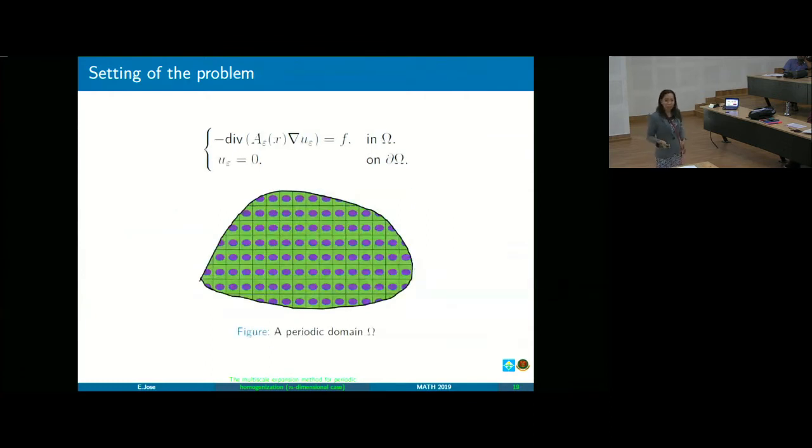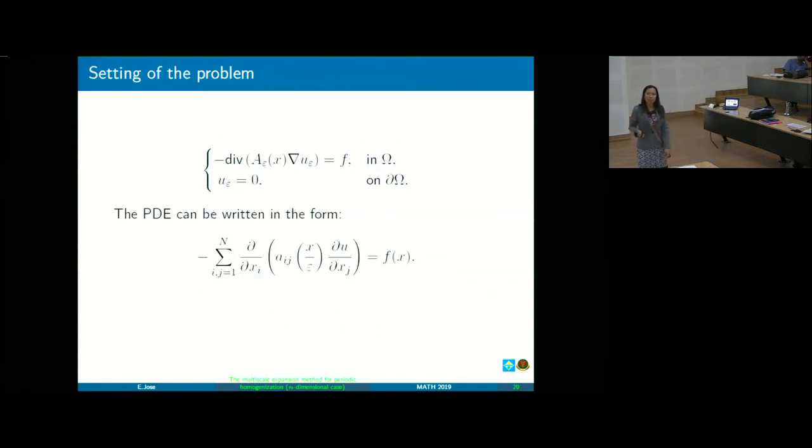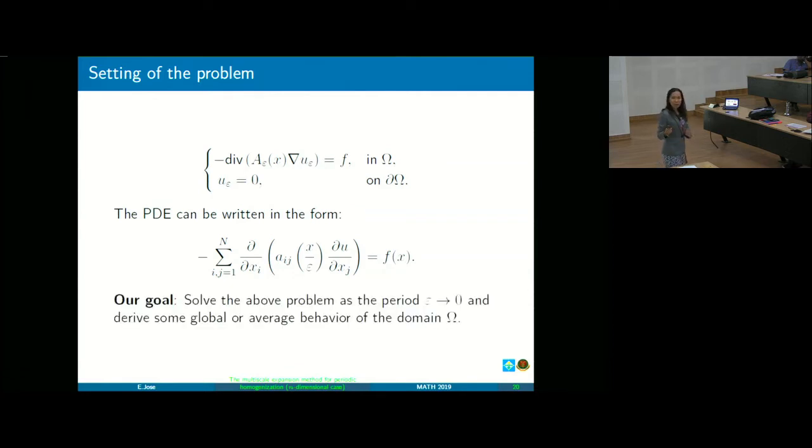So that is an example of a periodic domain. But I think the best example is the wall, so I don't need to show any periodic domain. Very nice wall. Again, let me repeat what has been said earlier, that your PDE can be expressed in this form. Our goal is to solve for u epsilon as the period epsilon goes to zero, so that we have some global or average behavior of our domain omega.